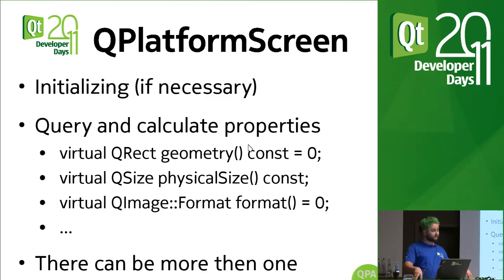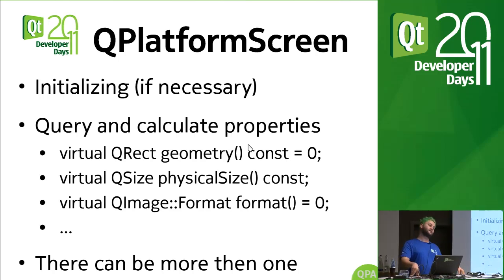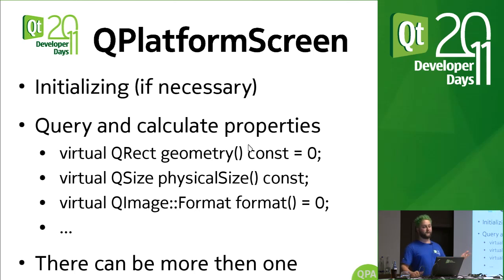It's represented by the QPlatformScreen. What it mainly does is initializing things. So it turns on your monitor, more or less. It also queries properties from, not your monitor, probably your graphics card, like how big is the screen? What pixel resolution does it have? What physical size does it have? What pixel format does it support? And so on. Obviously there can be more than one monitor, right? More than one display. So there can also be more than one QPlatformScreen.